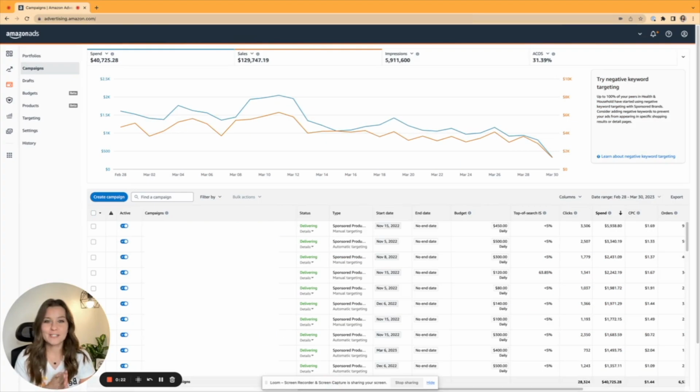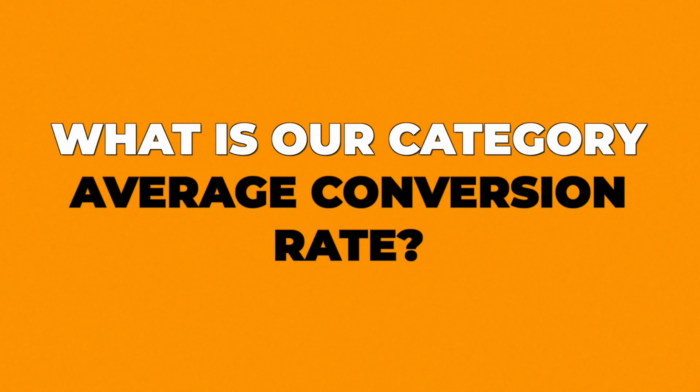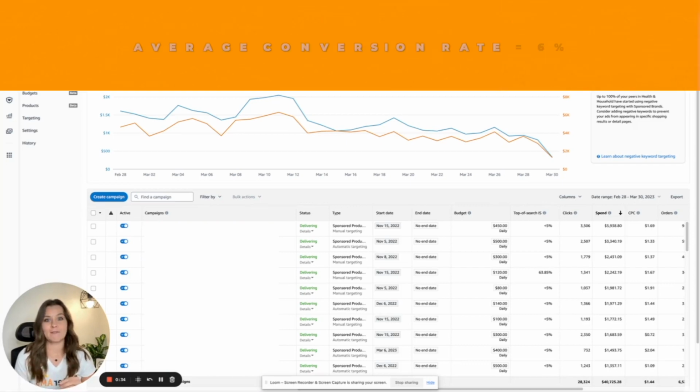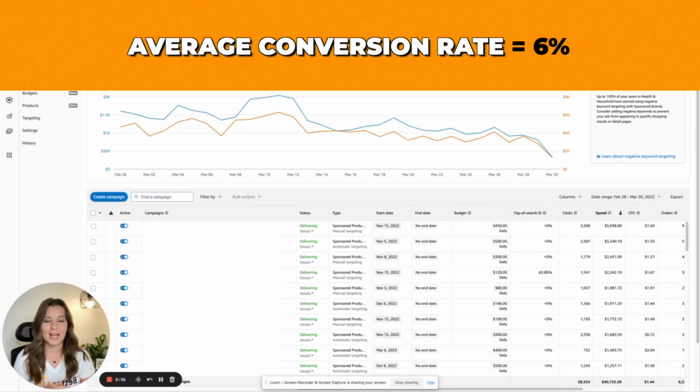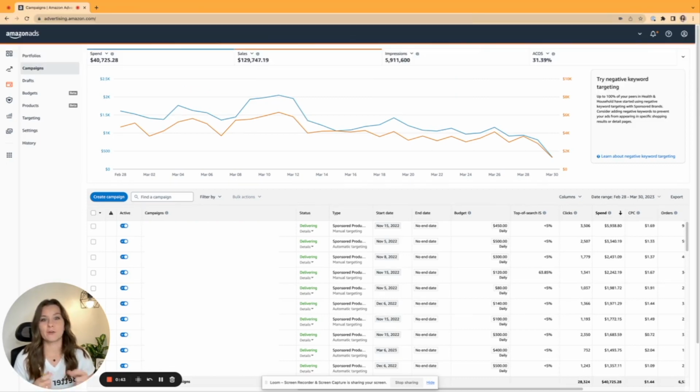All right, so the first thing we need to do is find out what our category average conversion rate is. This will be different, obviously, for different categories. I manage some brands where the average conversion rate is 6%, and others where it's above 20%. So you really need to find out what's a good conversion rate for your category in order to do what I'm about to show you.